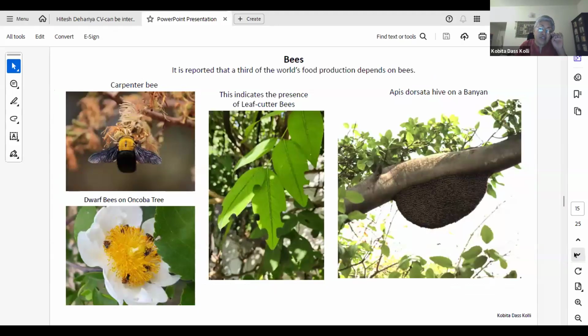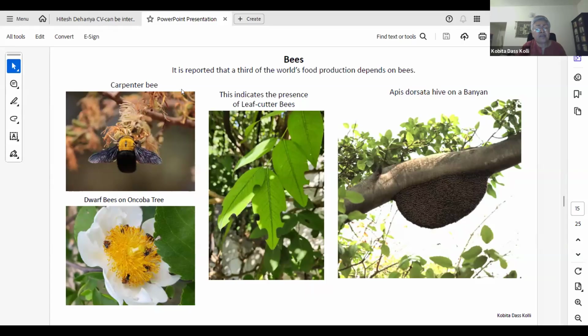Again, bees, you'll find plenty of different species. The carpenter bee, of course, is a solitary bee. It's not a social bee, but you'll also find social bees. So take clearer pictures. What I have shown you, I think that's my mistake.